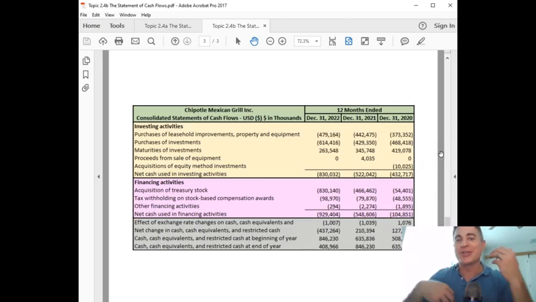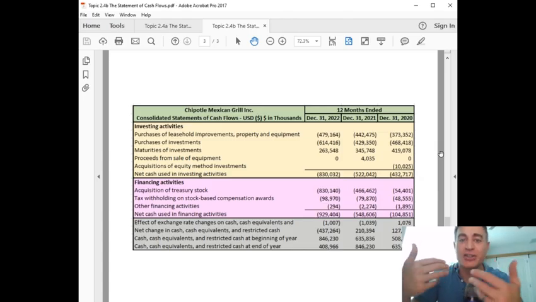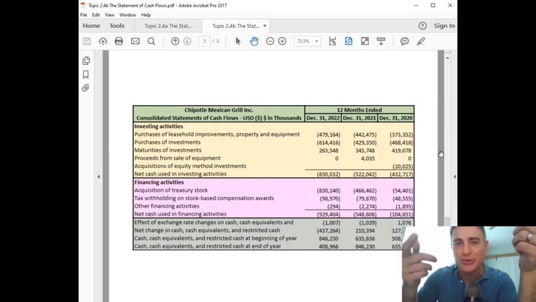Tax withholding on stock-based compensation awards, I'm going to leave that one out. But that's just the incremental amount they had to spend related to their equity award arrangements. And other financing activities. Well, you see these other accounts, and I've actually skipped them in the statement of cash flows. That, like the balance sheet and the income statement, is just an aggregation of a bunch of things that on their own are small, but they still have to report them. So I don't actually know what's in their other financing activities.